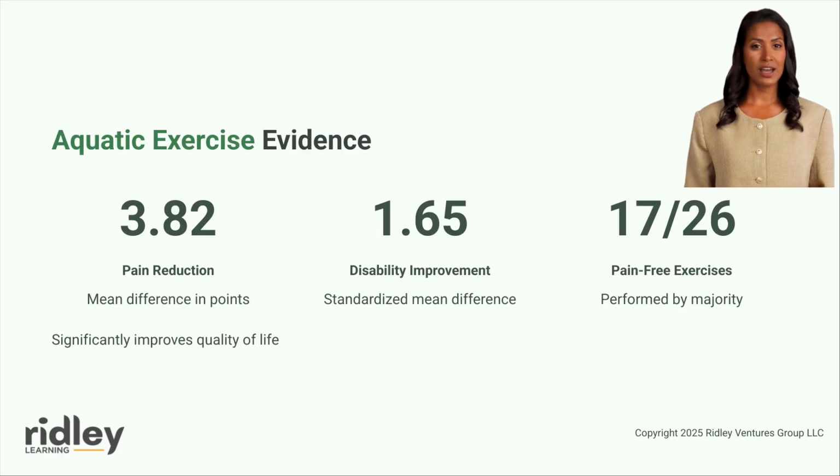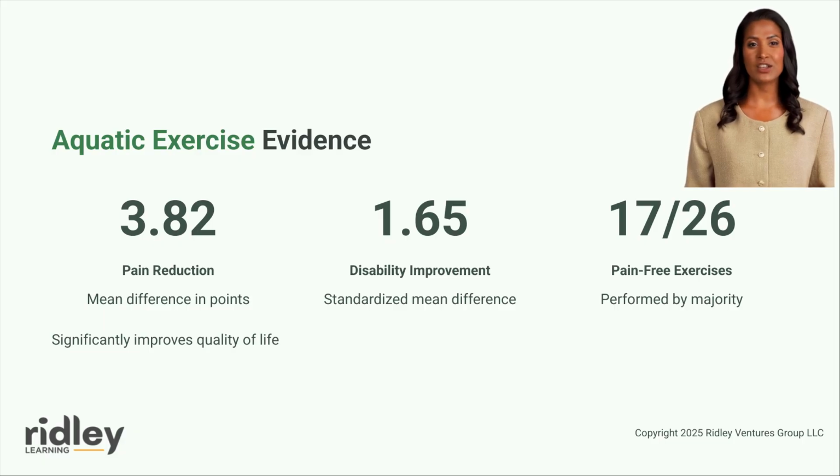A meta-analysis by Haidari and colleagues examined the effects of aquatic exercise on pain, disability, and quality of life in adults with low back pain. The analysis of 14 randomized controlled trials with 484 participants found that aquatic exercise significantly reduced pain intensity, with a mean difference of 3.82 points on standard pain scales. Disability showed improvement with a standardized mean difference of 1.65, and quality of life improved in both physical and mental component scores. These findings support aquatic therapy as an effective intervention for patients with low back conditions, including stenosis.